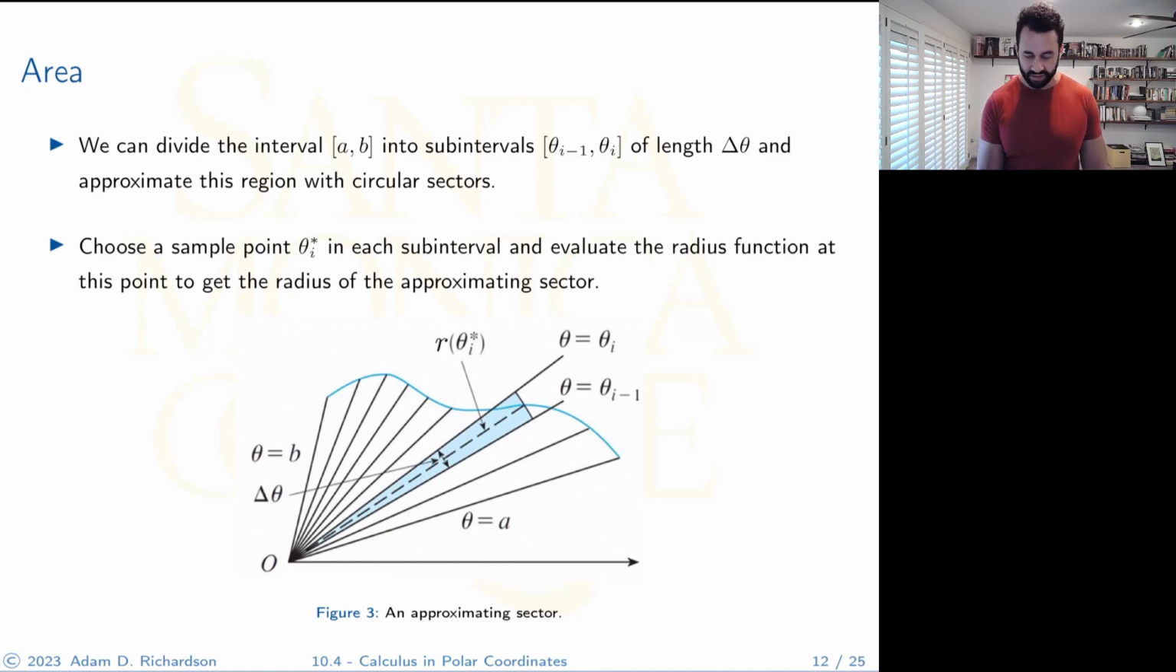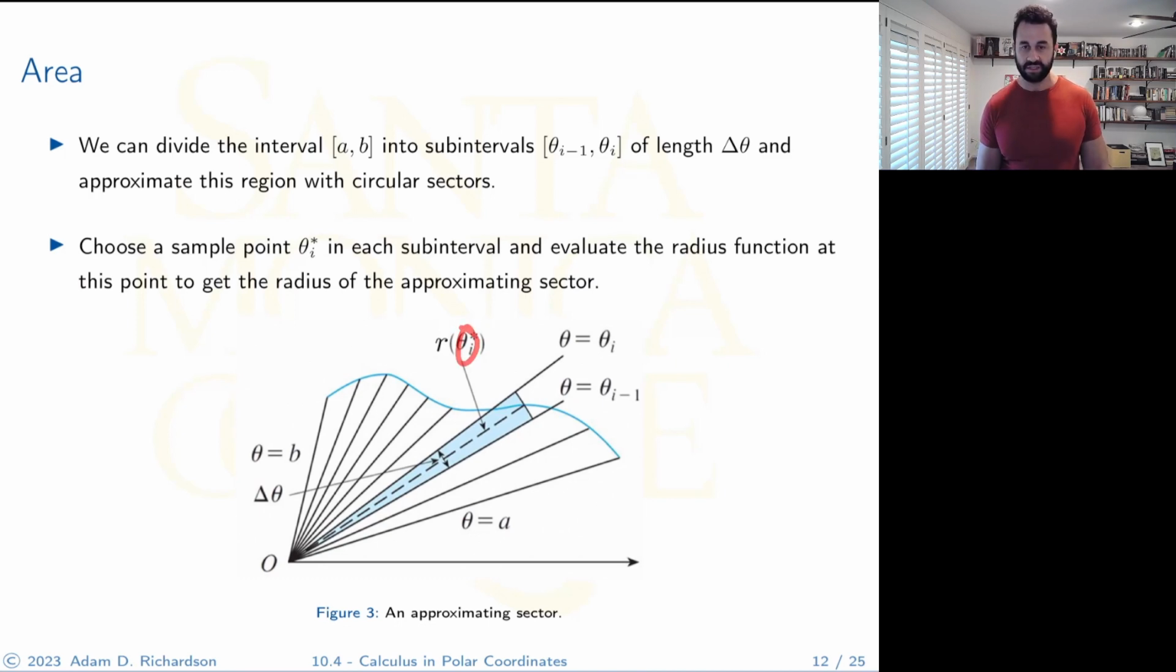So for one, remember that the interval a to b is this interval right to here that I drew with that red arrow. And what we're going to do is cut it up into a bunch of subintervals like so. And in each one of those subintervals, we're going to choose a sample point, and that sample point is θ_i*. And that sample point is exactly where we're going to evaluate our polar function.